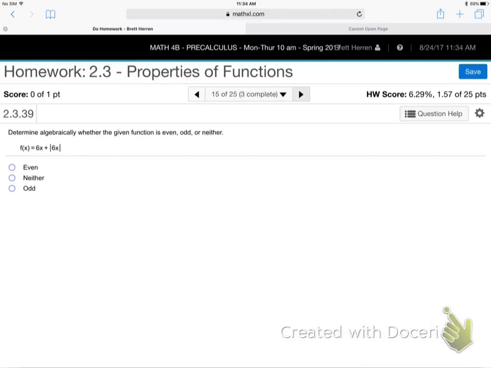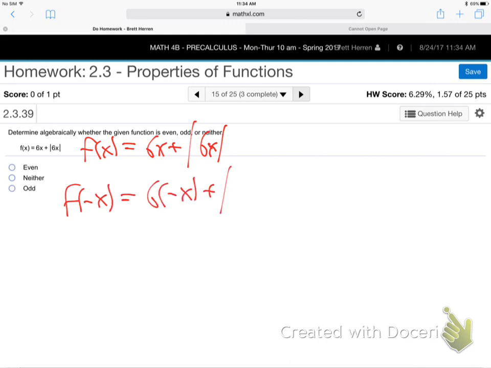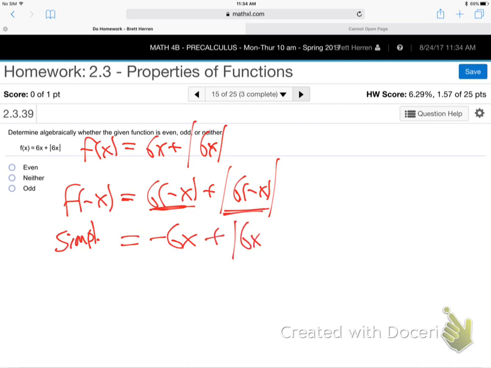All right, so f of x equals 6x plus the absolute value of 6x. All right, plug it in. We're doing the test. Plug in negative x, like that. Okay, simplify it. So this would be, positive times negative is just negative. Good. Positive times negative is just negative. What about the absolute value thing? What does absolute value do to negatives? Bye-bye, right? It makes it positive. It's gonzo, right? But the other one stays.